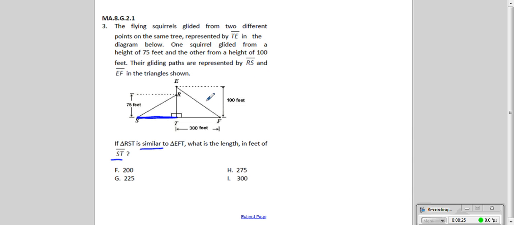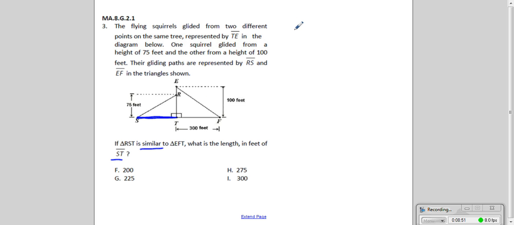So what are the relationships that we know? Well, it looks as if ST is a base from one triangle. And so then we can see here that TF is a base from the other triangle. And then they also gave us these numbers here. Okay, well, let's see if that's going to be beneficial. It looks like they're basically talking about the back side for both of these triangles.